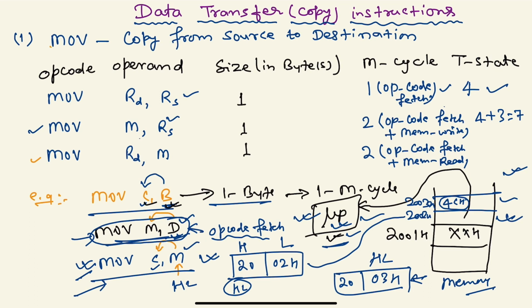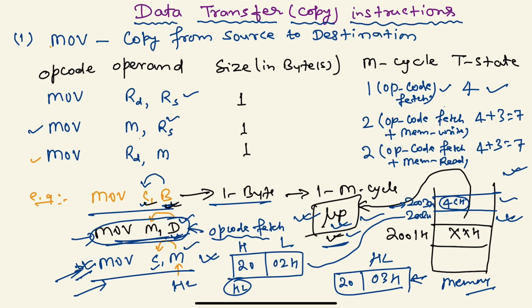So the content of this HL is treated here as a memory address, and the content at that memory address is moved into the C register. So totally it is accessing the memory chip 2 times. The first operation is opcode fetch, and in the second operation it reads data from the memory chip to the processor. That is called the memory read operation. As I had given, opcode fetch will take 4 T state and memory read will take 3 T state. So the total number of T states required is 7 T state for this instruction move C comma M.